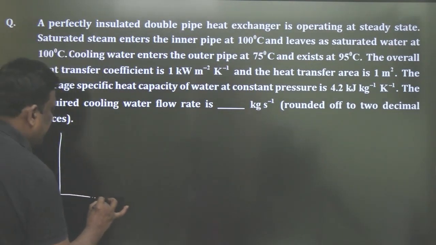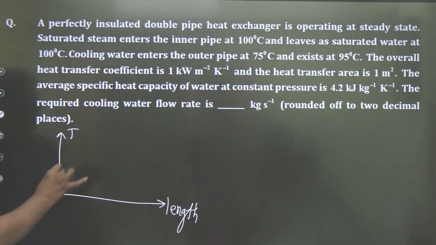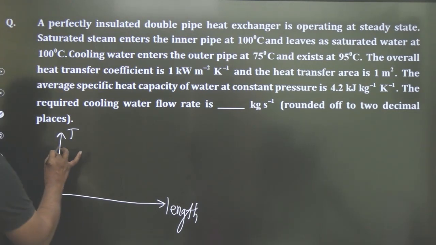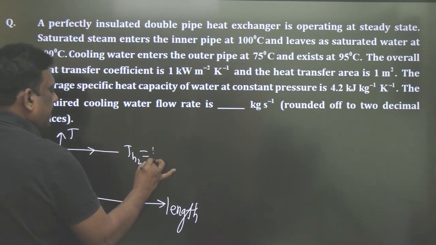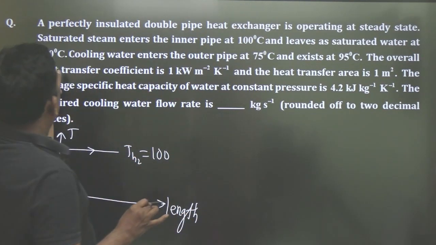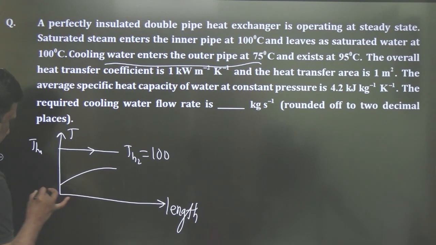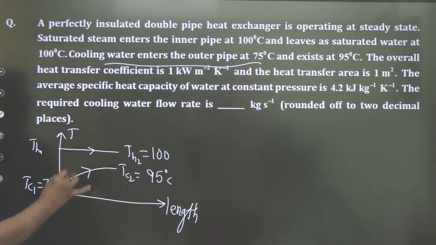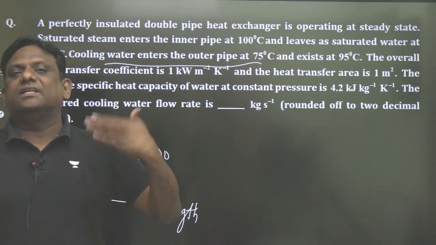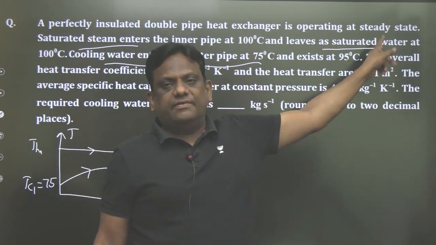Whenever it is a phase change heat exchanger, it doesn't matter whether it is a parallel flow or counter flow heat exchanger. So hot fluid is entering at 100 and it is leaving at 100. There is no change in temperature. And look, water enters at 75 and leaves at 95. So why have you taken parallel flow? It doesn't matter, because saturated steam is entering and saturated water is leaving, so it is a phase change heat exchanger.